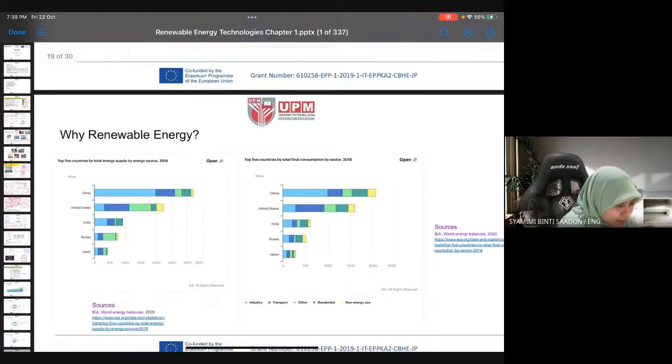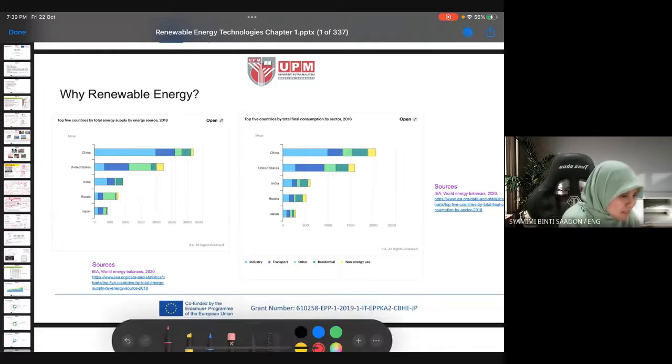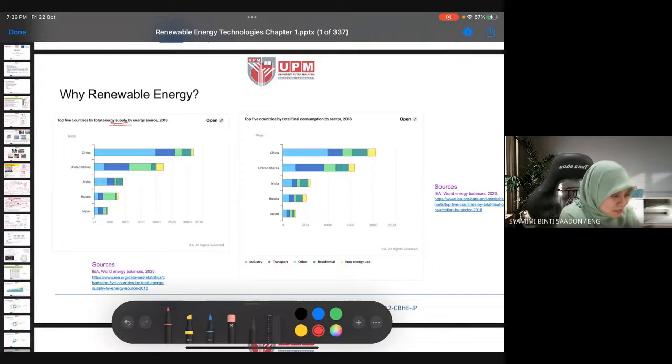Okay, and the top 5 countries, the big countries that supply and consume the most energy. This is the supply. So basically China, of course, number 1, US, India, Russia, Japan. Okay, and the top 5 for final energy consumption are also China, US, India, Russia, and Japan. So mainly for China, their energy consumption focuses on industry, and for the US it is more on transport.